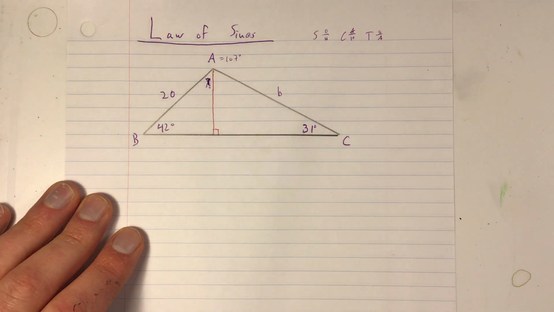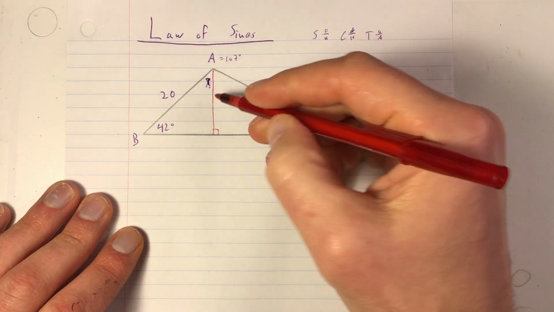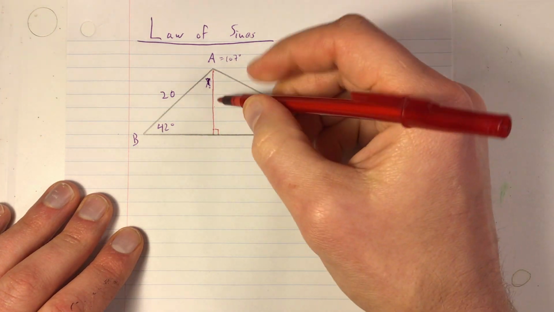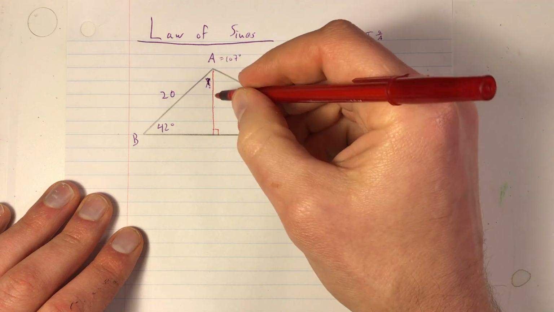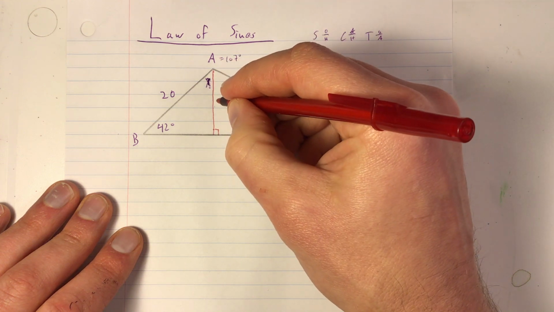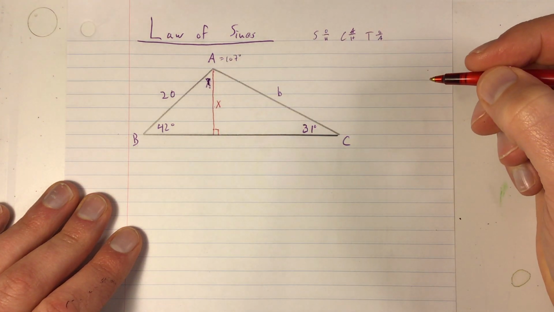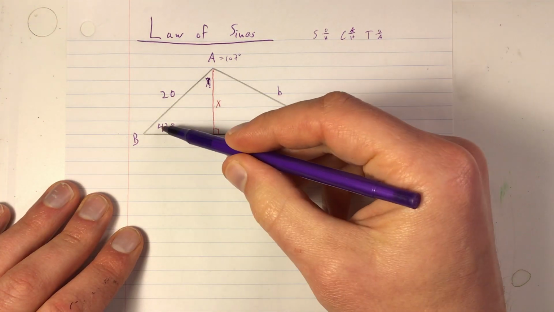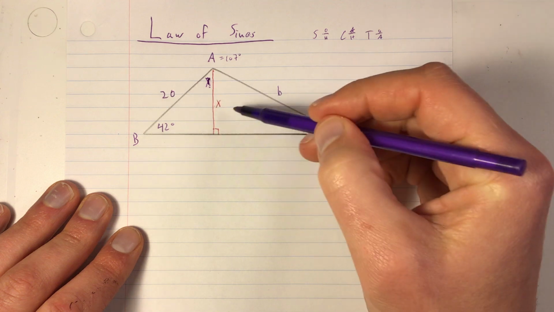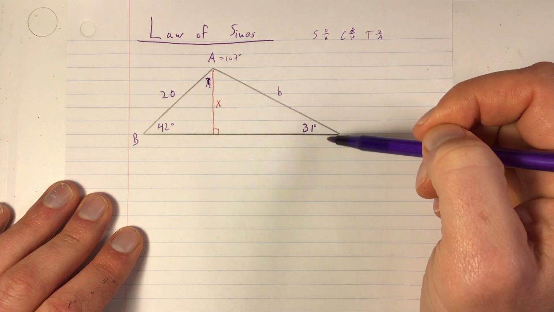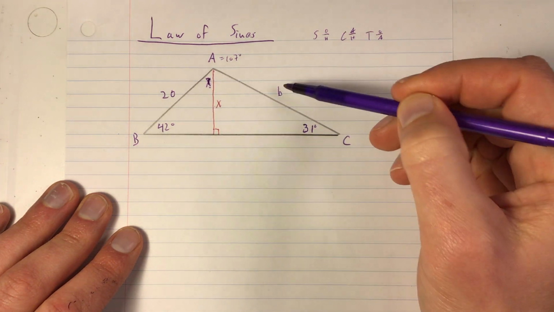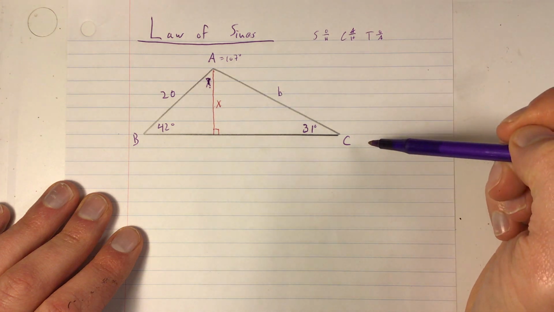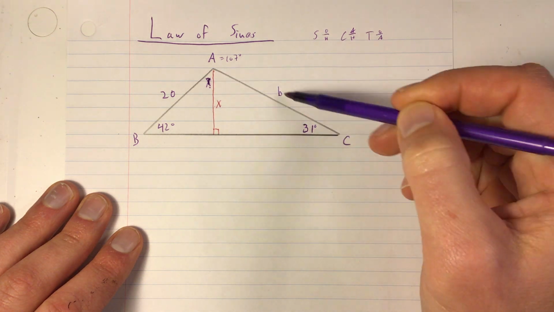But I'm going to make a right triangle. So I got to find this side right here. I don't know what this side's called. I'm going to call it our favorite letter, X. So I'm going to use 42 degrees and 20 to figure out this side. Then once I know this side, I can figure out this side. I can use this right triangle to figure out this side.